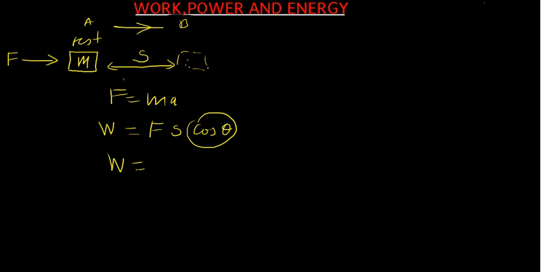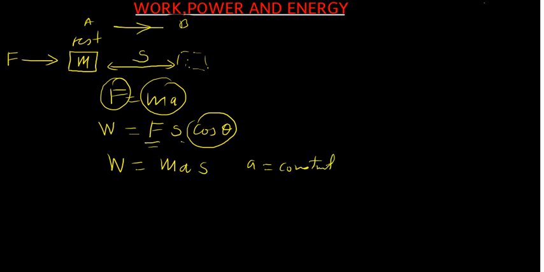So if we have an applied force, notice that force is the same as mass times acceleration. So the work is going to be given by mass times acceleration times s. So that will be the formula for work. This applies when acceleration is constant, when the acceleration is not changing, because the force which we applied was a constant force, and so the acceleration is also going to be constant.